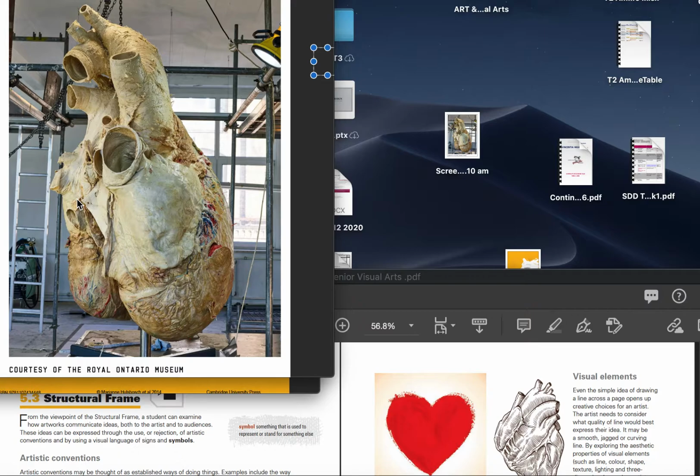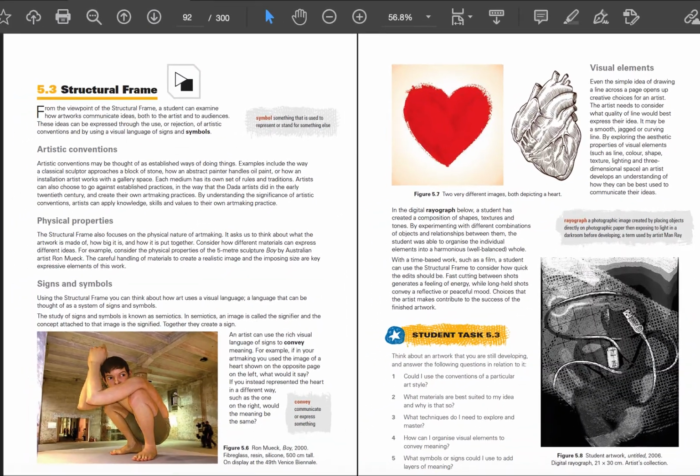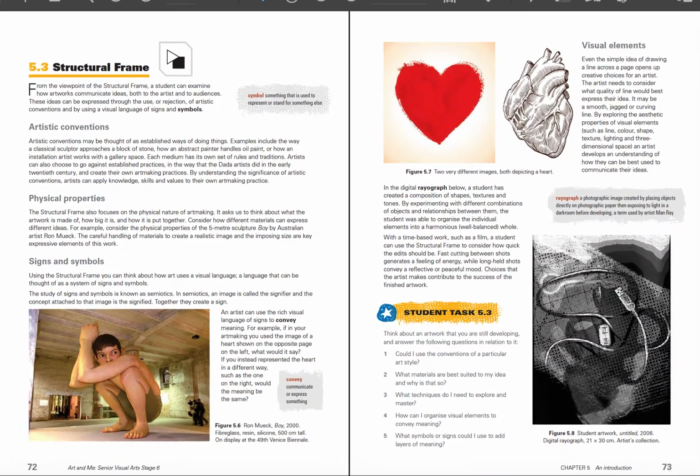So when we're looking at art, we need to make sure that we're reading the artist's statement, the artist's citation, so that we understand the visual language that the artist is trying to convey. Because just by quickly looking at an image, we can make the wrong assumptions. It's very important.